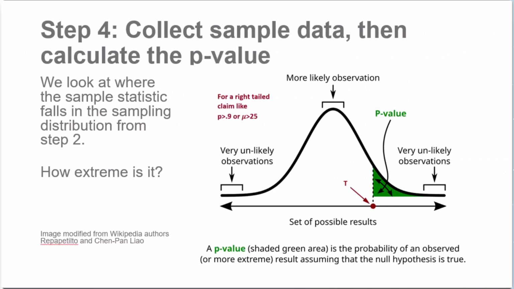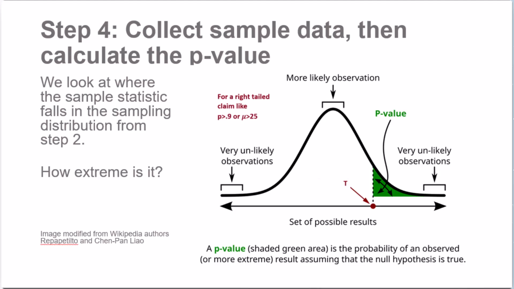All right, step 4 is to collect our sample data, compute that test statistic that we identified earlier, and then calculate the p-value. And this is kind of the meat of the computational part of the hypothesis testing process. So I included an image here. This is adapted from an image from Wikipedia. I have the authors on the screen here.